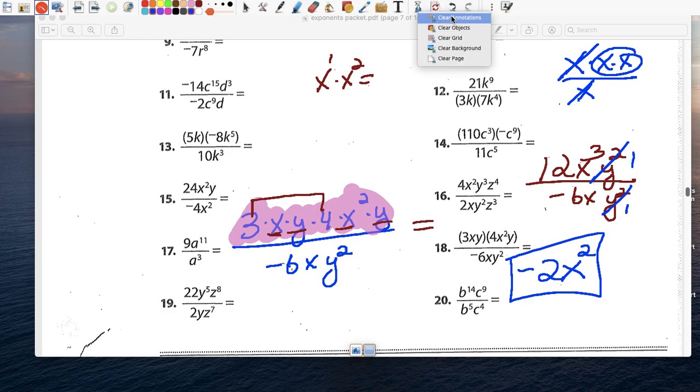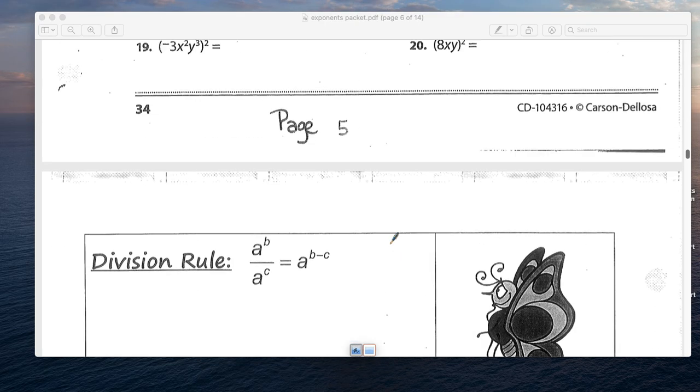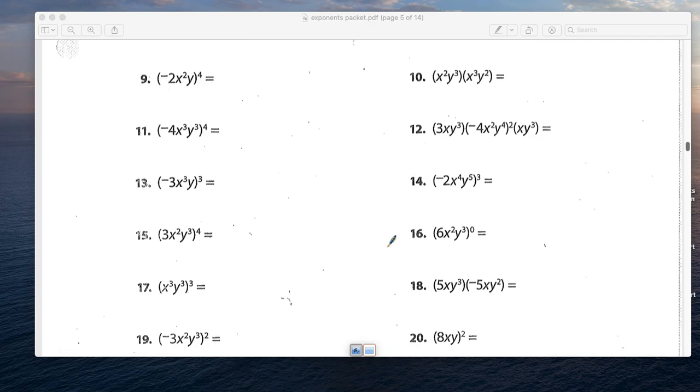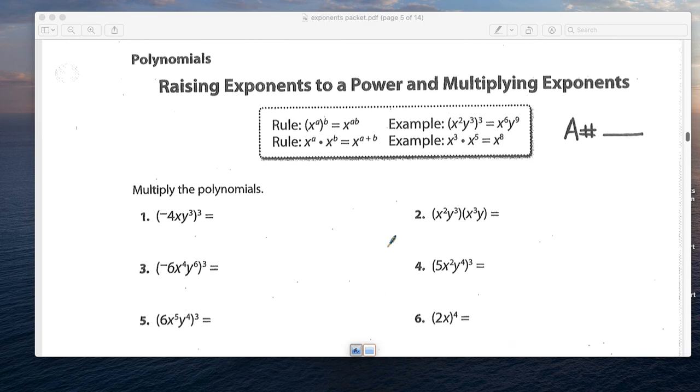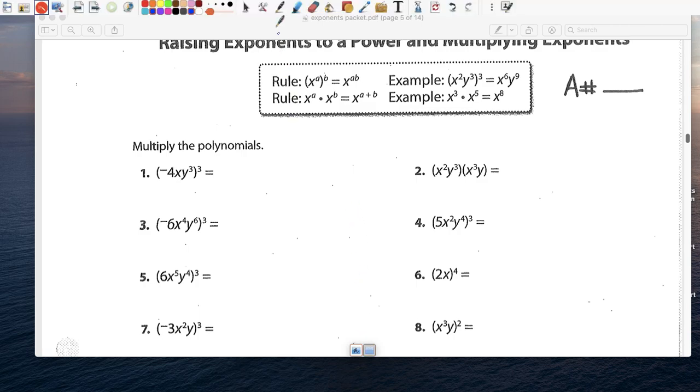What was that? 18? Okay. That's multiplying, dividing, and then, power to power, or raising exponents. Okay. Now, let's see if we can understand what this means. I'll give you an example here.